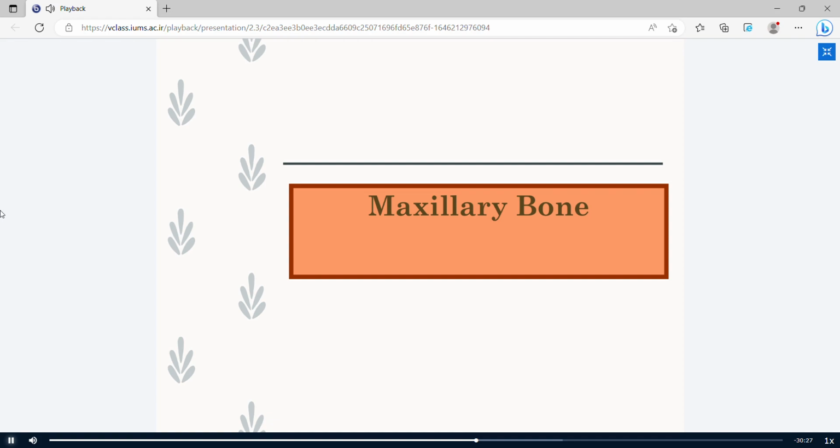Okay, guys, if you are ready, please answer this question. Which structure is not seen on anterior surface of petrous part of temporal bone? A. Trigeminal impression. B. Carotid canal. C. Tegmen tympani. D. Arcuate eminence. Please answer the question.